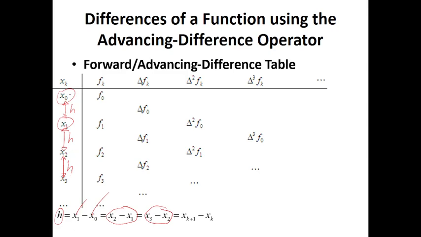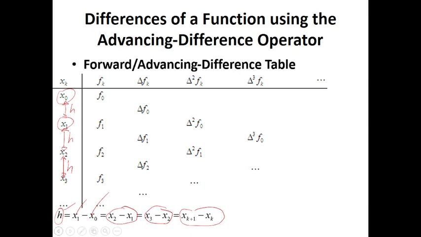So the gap between x sub 0 and x sub 1, x sub 1 and x sub 2, x sub 2 and x sub 3 is uniform. So the interval is uniform between consecutive values of x. In general, x sub k plus 1 minus x sub k is equal to h. So we have the successive value of x minus the preceding value of x, and the interval is h.